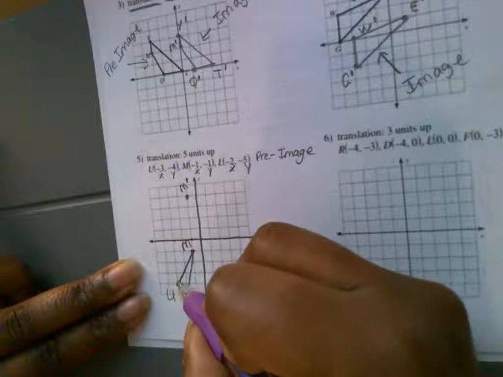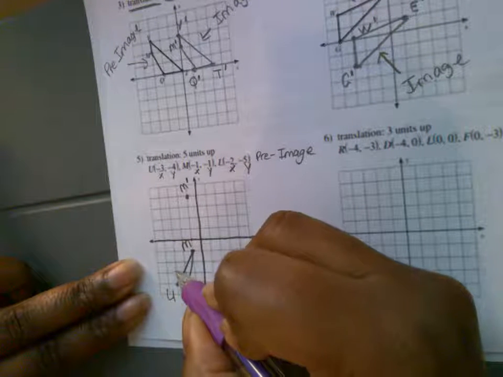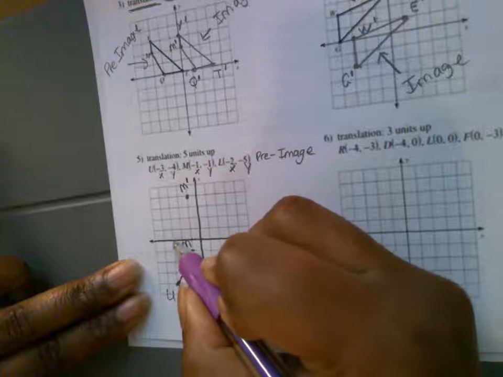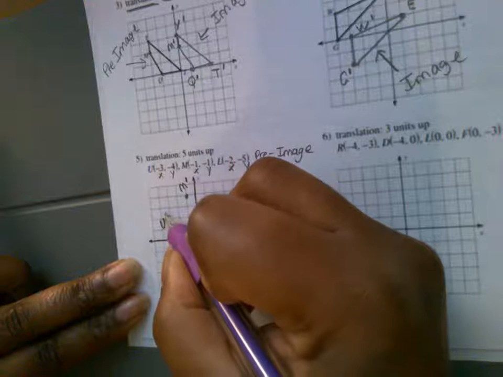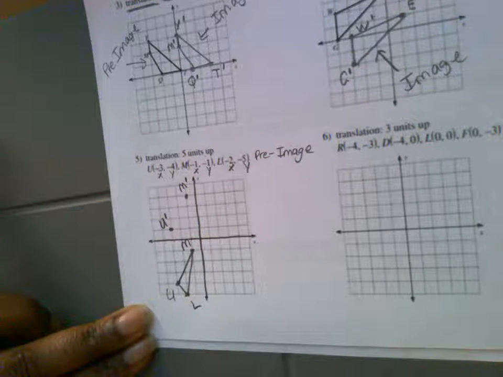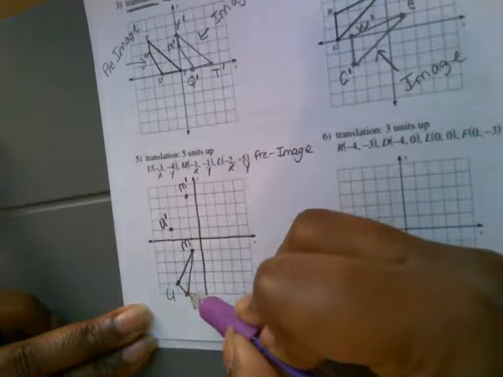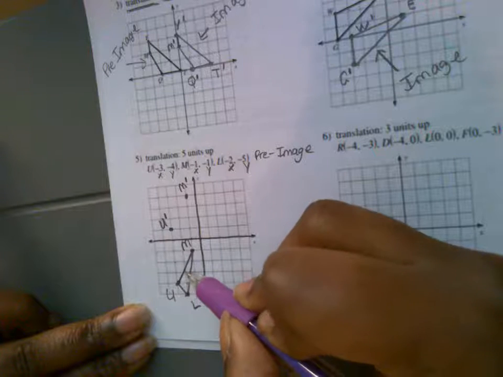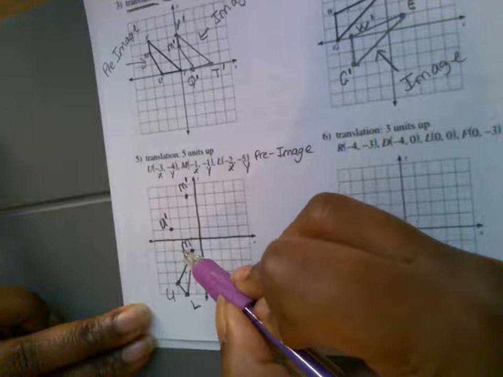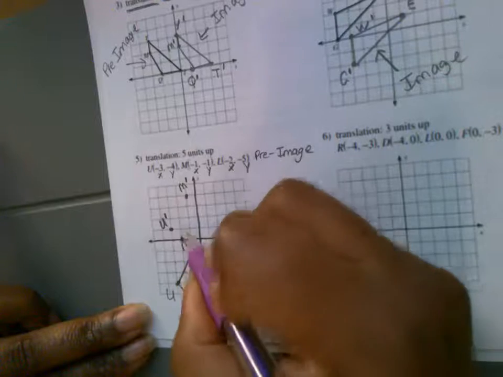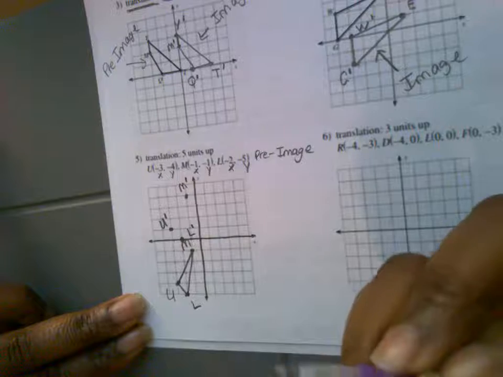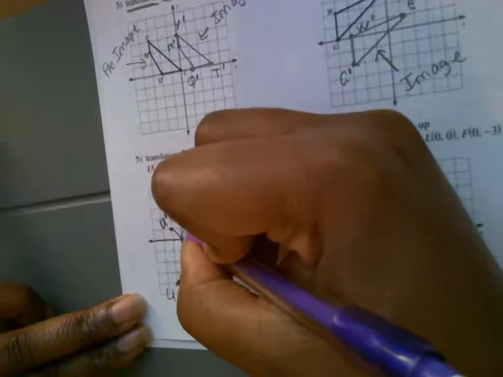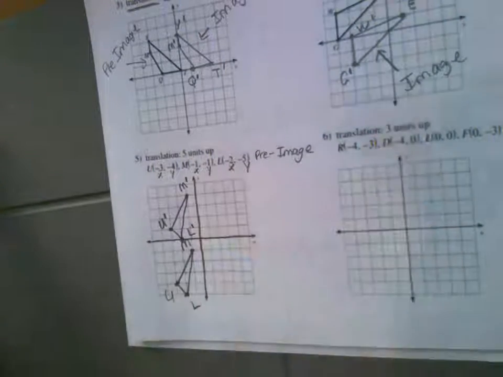I'm going to do U. 1, 2, 3, 4, and 5. This is my new location for U. This is U prime. Now I'm going to do L. Go up 5. 1, 2, 3, 4, and 5. This is my new location for L. This is L prime. I'm going to connect my points. And this is where that triangle has moved. It's moved up 5 times.